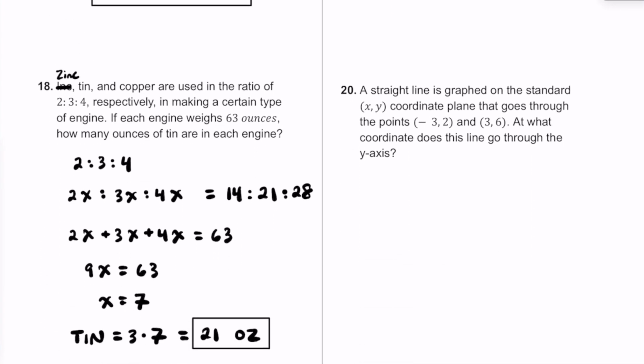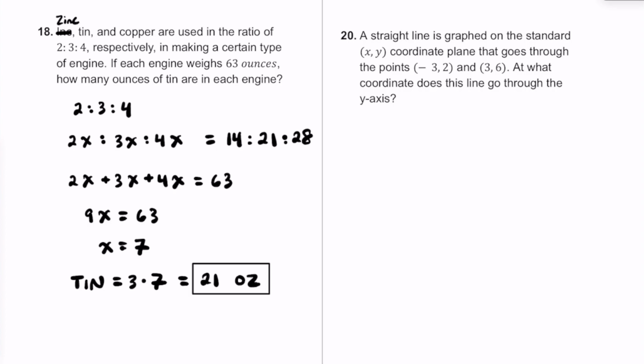All right, here's one final question. A straight line is graphed in the standard xy coordinate plane and goes through the points -3, 2 and 3, 6. At what coordinate does this line go through the y-axis?